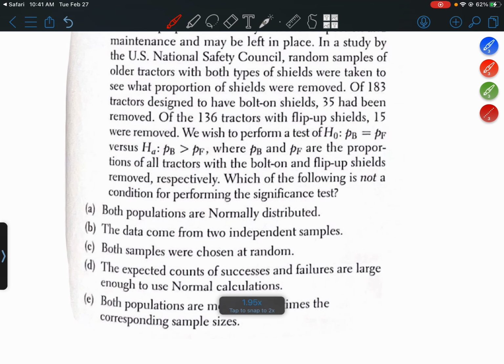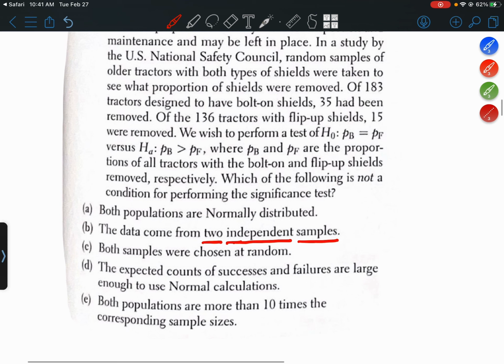Choice B says the data come from two independent samples. Yes, we need to reference that there are two samples and that they are taken independent of each other. I also want to highlight that this word is plural: there are two samples. Choice C, both samples were chosen at random. Usually we combine statements B and C as one condition, that the data come from independent random samples. So both of those statements are true. We need to check both of those conditions.